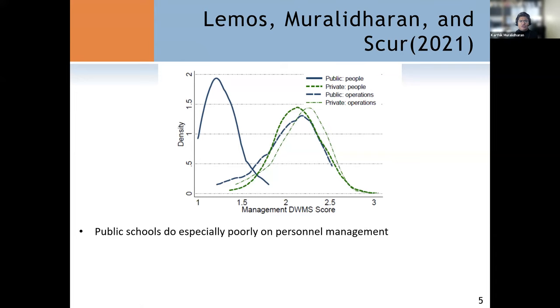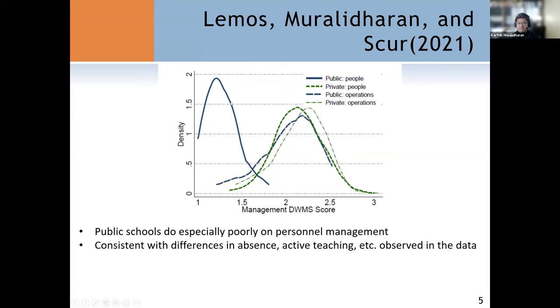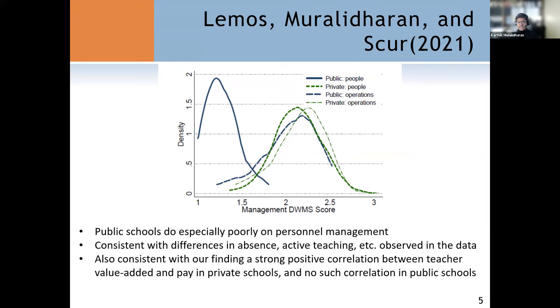So, the main point of this, echoing some of the results we talked about yesterday, is that there's weak accountability. You see that public schools do especially poorly on personnel management. And that's consistent with differences in absence and the rates of active teaching that we observe in the data. It's also consistent with what we see in private school labor markets: even though the level of teacher pay is much, much lower than in the public sector, you do find a strong correlation between teacher value added and pay in private schools. And there's no such correlation in the public schools.